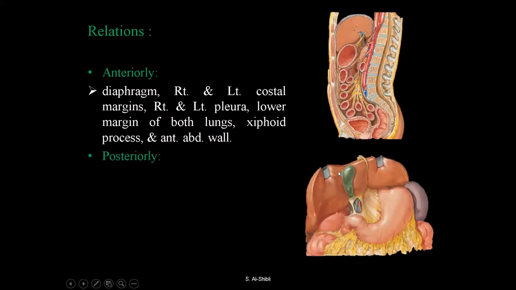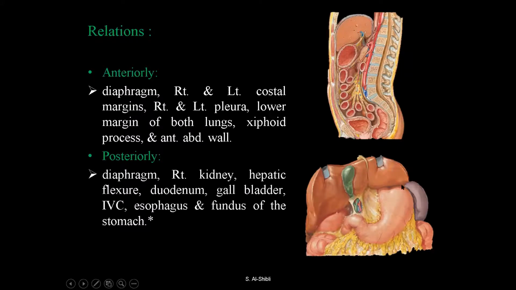Posteriorly, you see now the liver is a little bit reflected above to show you the structures that are related posteriorly. Also, we have the diaphragm, again and again, the right kidney, the hepatic flexure. We have two flexures, the hepatic and the splenic. So the hepatic flexure, or we call it the right colic flexure, is posteriorly related. Of course, the duodenum, here is the duodenum, closely related to the liver. The intimate friend of the liver, the gallbladder, is not only posteriorly related, but it is stuck to the inferior surface of the liver. Also, we have the inferior vena cava, esophagus, and finally the fundus of the stomach. Some of the structures that are posteriorly related to the liver.